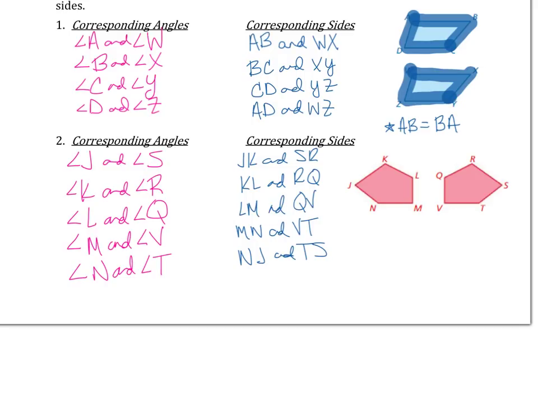Okay, so hopefully you have all these sets that I have listed here. Remember, when you go to the corresponding sides, you can have those letters reversed. So for the first example, you could have KJ and RS or some kind of combination.